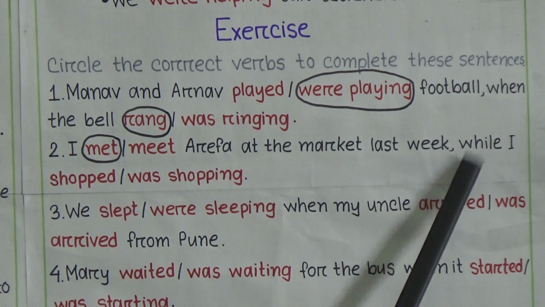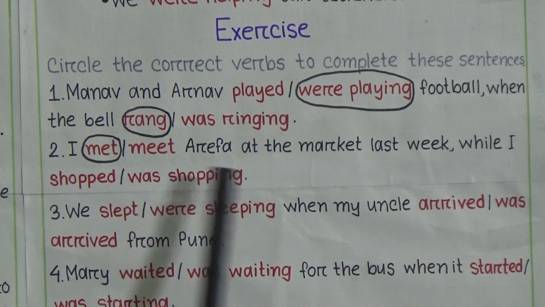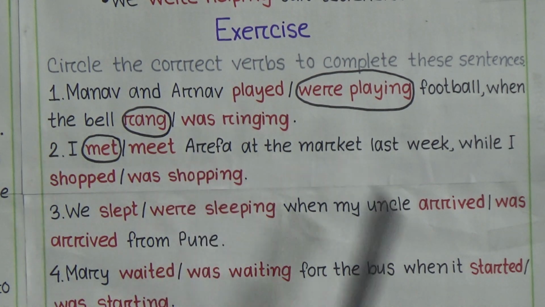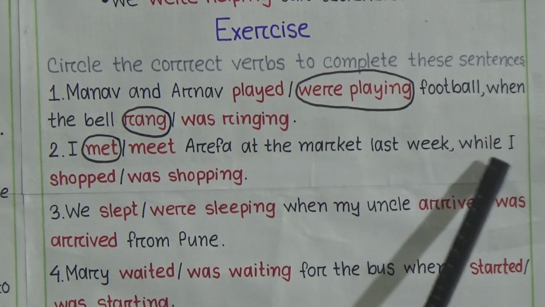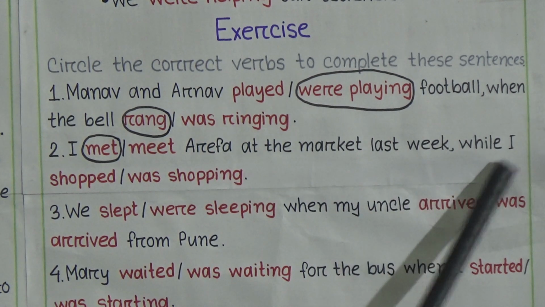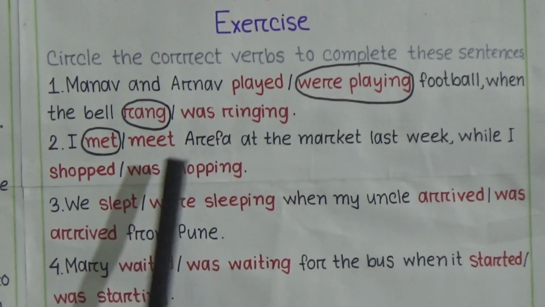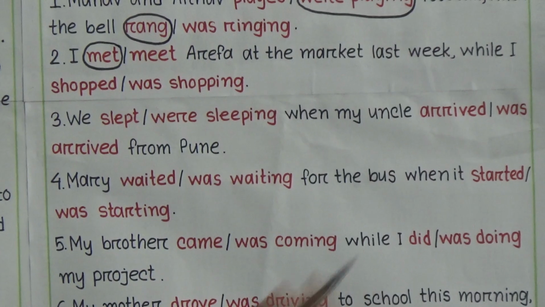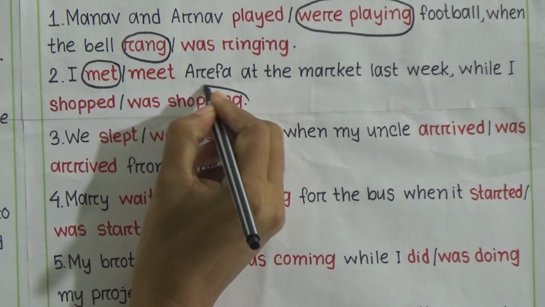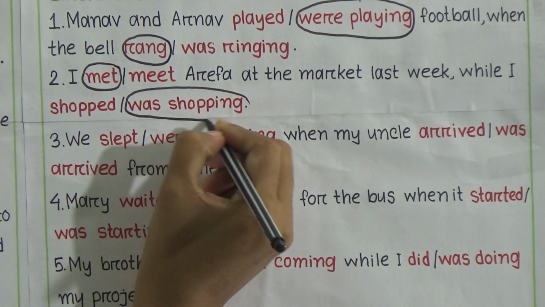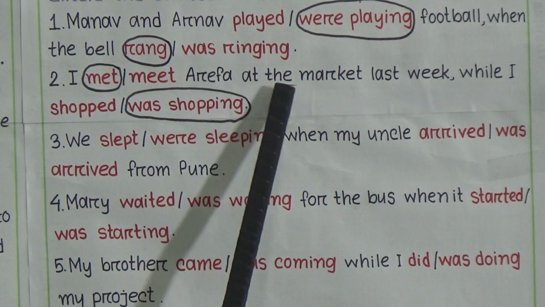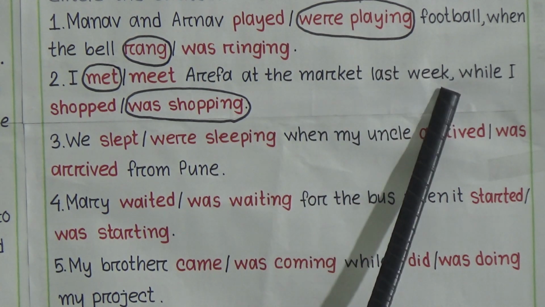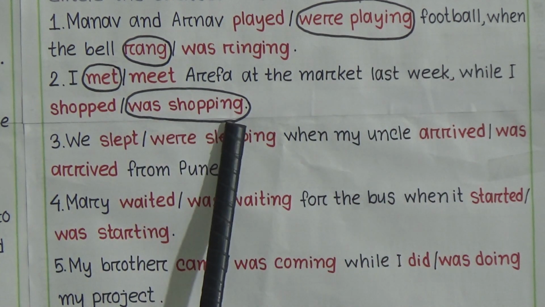Then while I shopped or was shopping. Can you say what will be the correct answer? I hope you can guess the correct answer. Yes, while I was shopping. I, the subject, is singular. With a singular subject, we have to use a singular verb, was. I'm circling here. Okay. I met Arifa at the market last week while I was shopping.